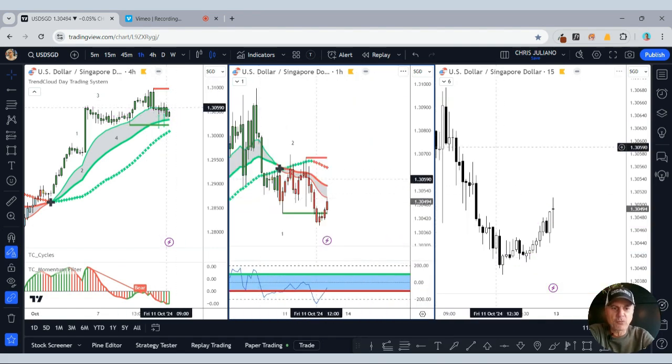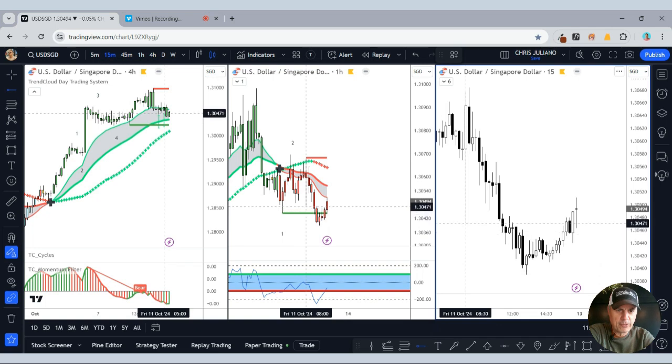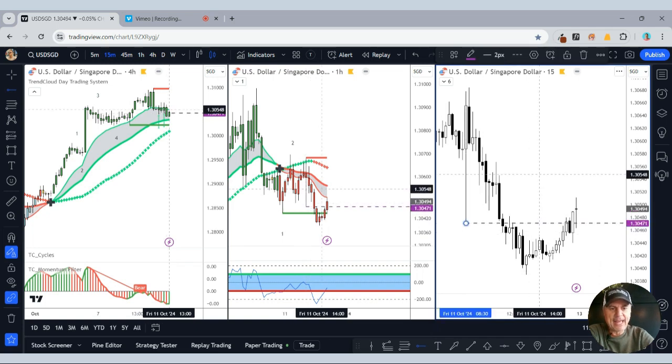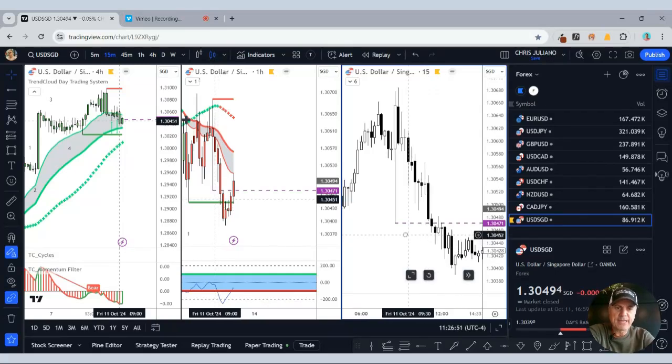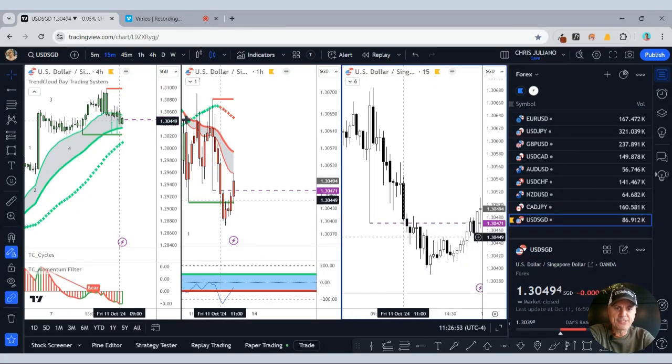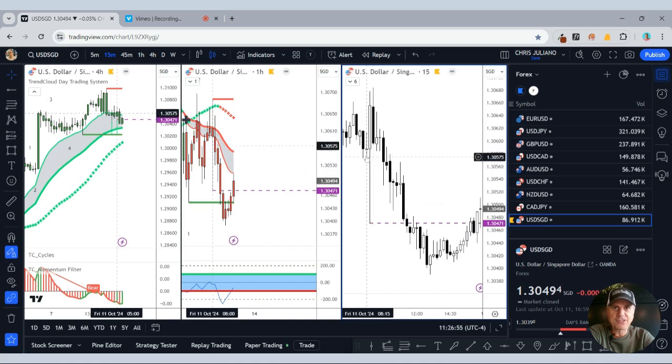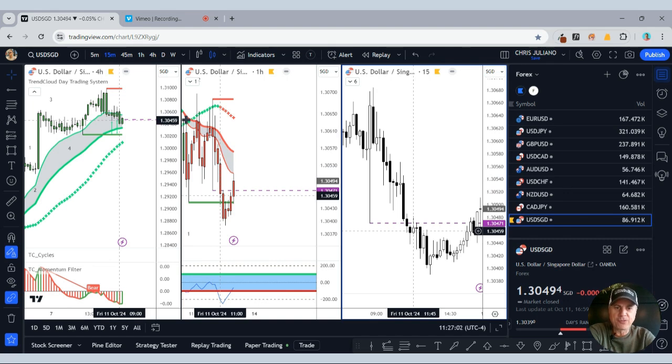So what's happening right now? We broke through that, and that leads me to believe that we're going to see more of this low time frame downtrend here. And the reason why I'm saying that is because price action is to the downside. We've taken out this very strong bullish candle, and you've got to respect that, right? You have to respect that.